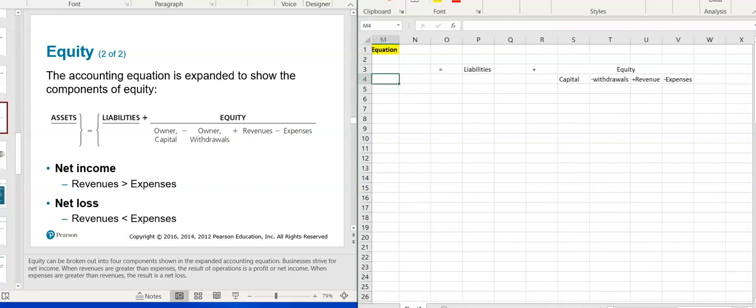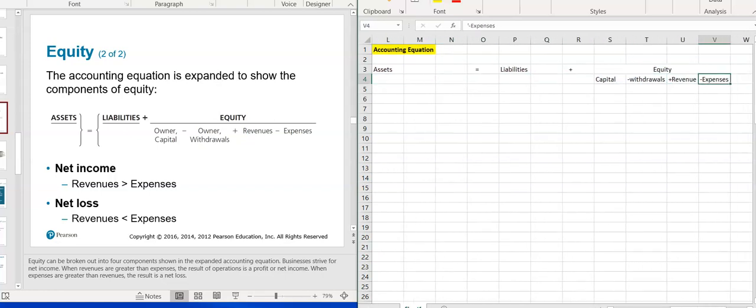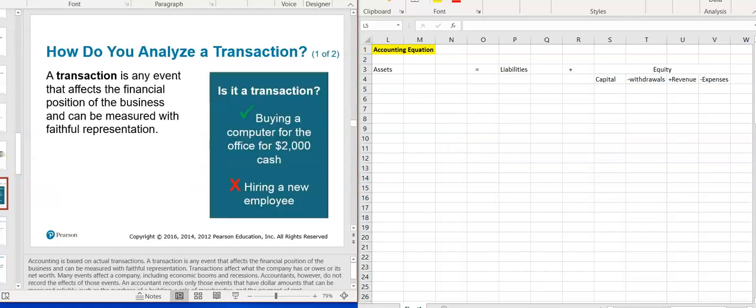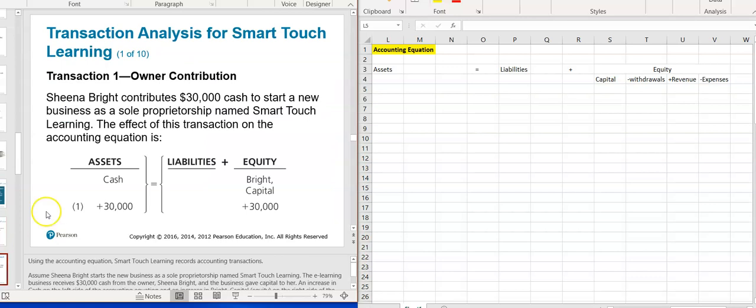But what we're going to do to finish this off is we're going to run through some transactions and show how they affect the accounting equation. Okay. Now, this book uses Sheena Bright, who owns Smart Touch Learning. All right. So we're going to talk about each piece of the transaction.